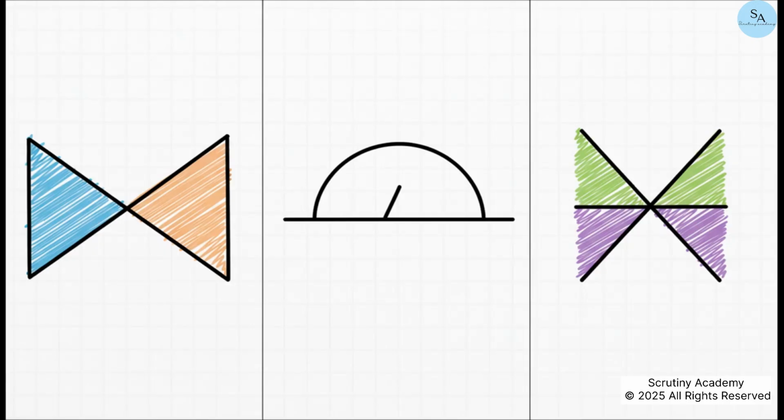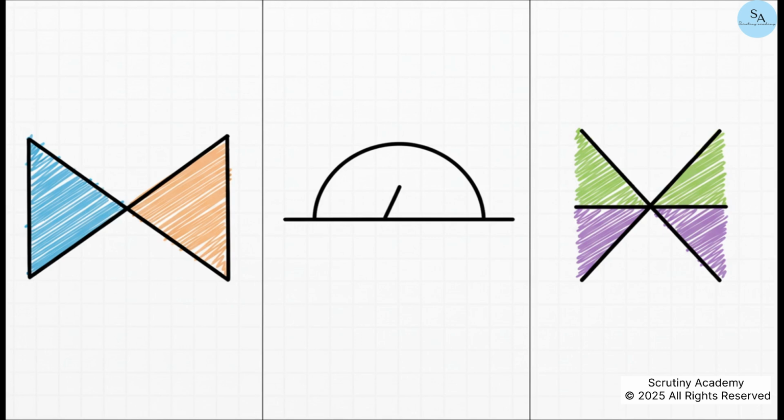Okay, 3 more heavy hitters here. Adjacent angles are just neighbors. They share a side and a vertex. Simple enough. But a linear pair is a special kind of neighbor. If they sit together on a straight line, bam, they always add up to 180 degrees. And then my favorite, vertically opposite angles. When two lines cross, the angles directly opposite each other are always equal.